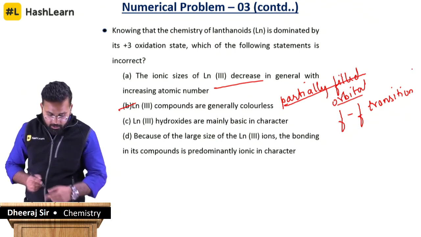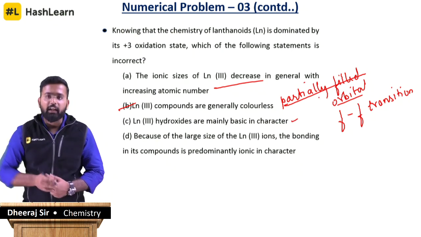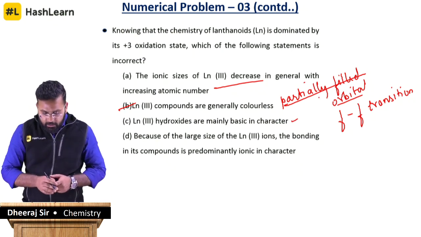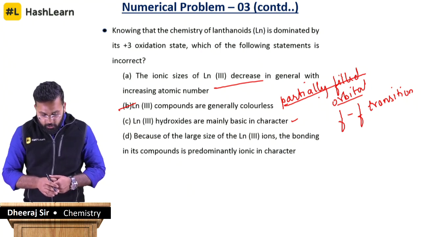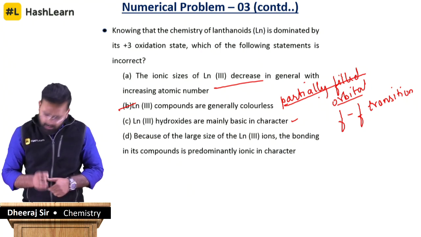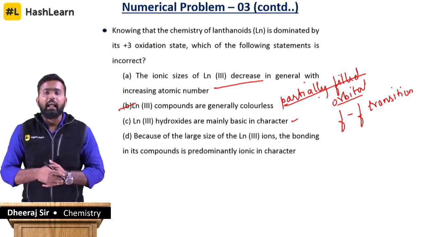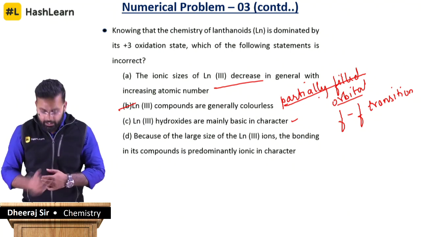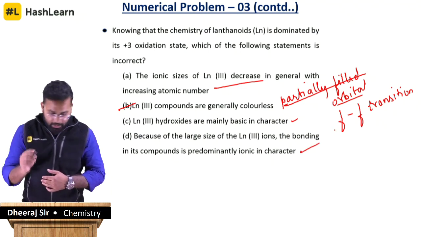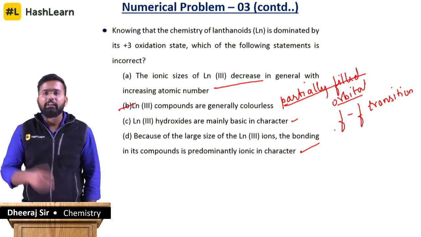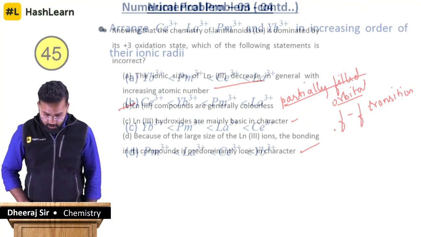And lanthanoid hydroxides are mainly basic in character. This is also right. You know that their basicity decreases as we move. Because of the large size of lanthanoid ions, the bonding in its compounds is predominantly ionic in character. This is also right. And as we move across the periodic table, the ionic character decreases and covalent character increases. So option D is the incorrect statement, and I've given you which is the correct statement, guys. Let's get going.